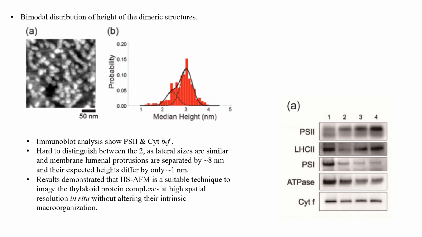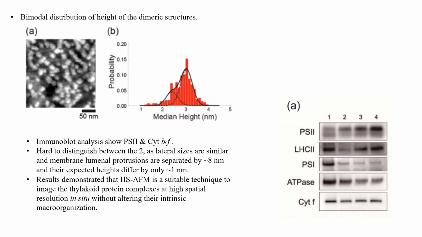There is difficulty in distinguishing between PS2 and cytochrome b6f, because their dimensions are pretty similar, especially their lateral sizes, and their luminal protrusions are also pretty close to each other, which makes it difficult to distinguish between PS2 and cytochrome b6f using just the AFM. The presence of both of these complexes was already shown by the bimodal distribution, as you can see in the topmost figure.